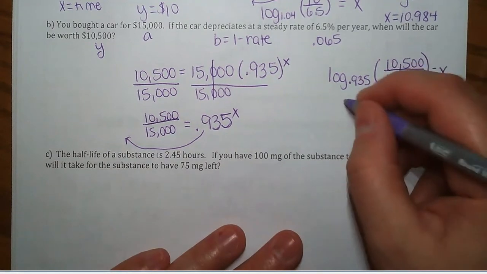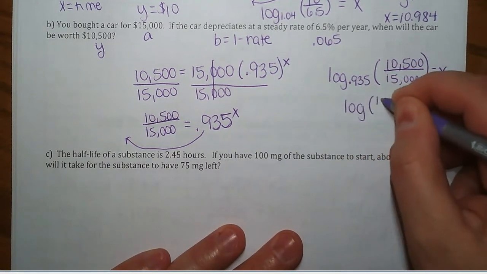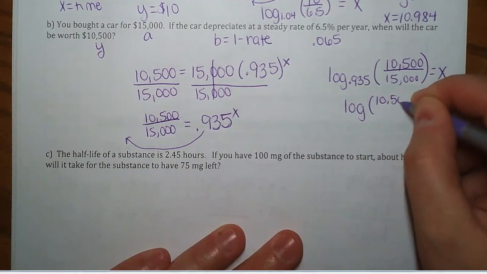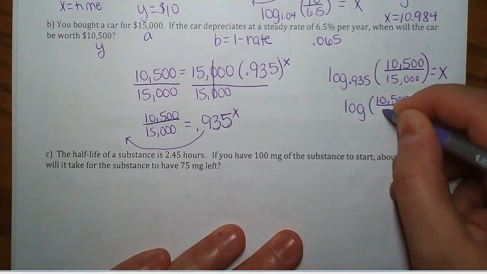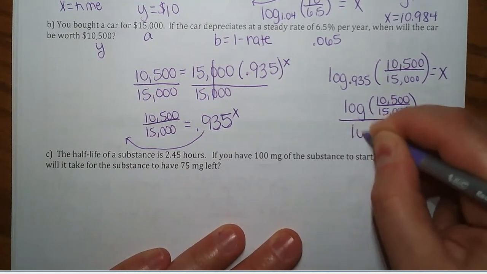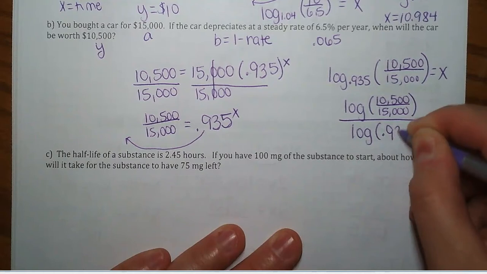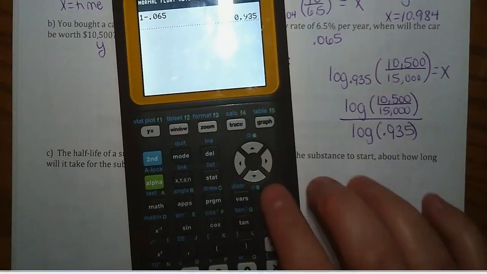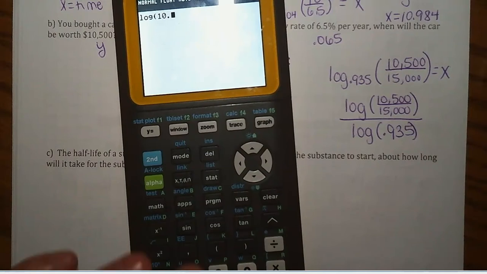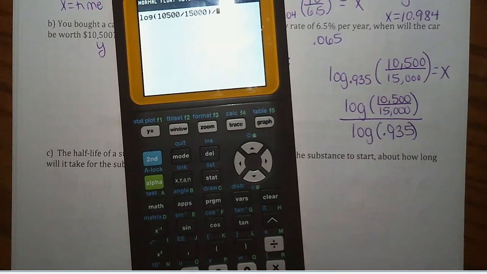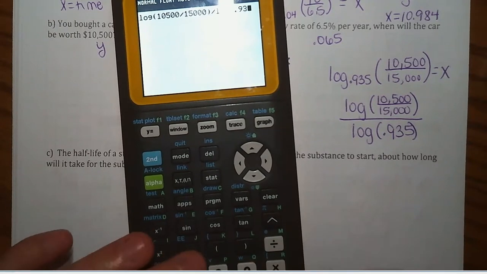Now, to be able to do this on my calculator, we're just going to do change of base. So instead of that base being that 0.935, we're going to change these both to base 10. And to do that, using my change of base theorem, and that's all I got to type into the calculator. So log 10,500 divided by 15,000. And then I want to divide that by the log of 0.935.